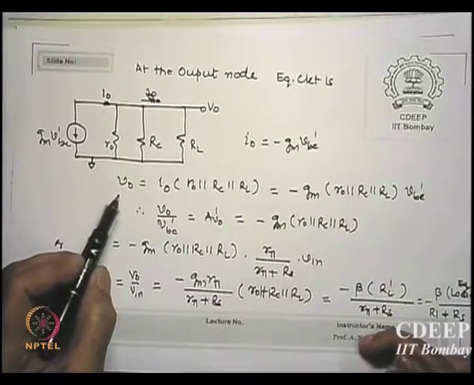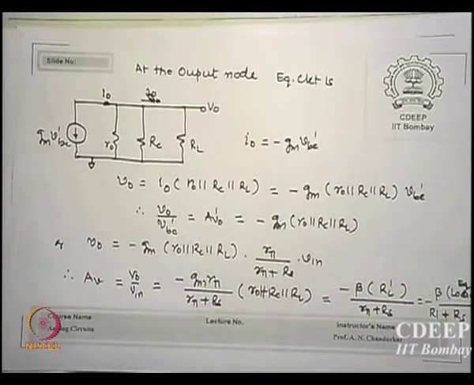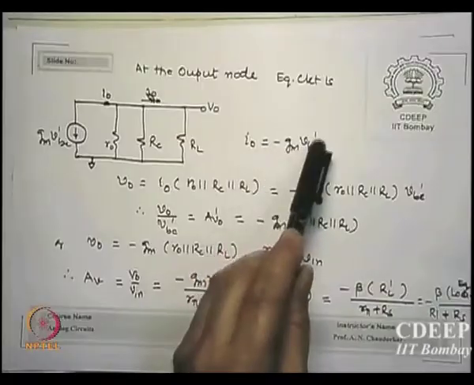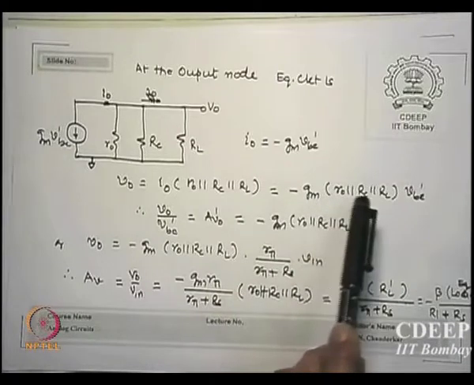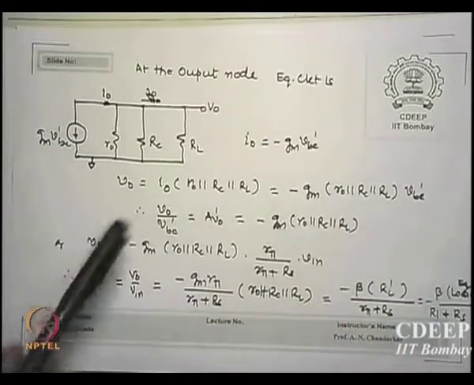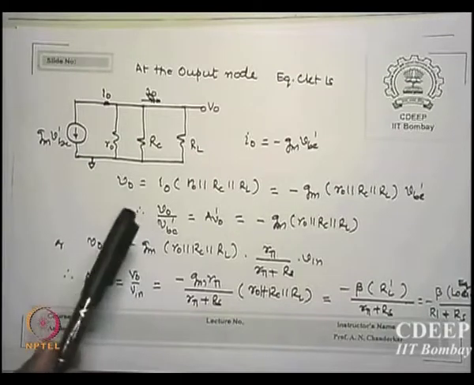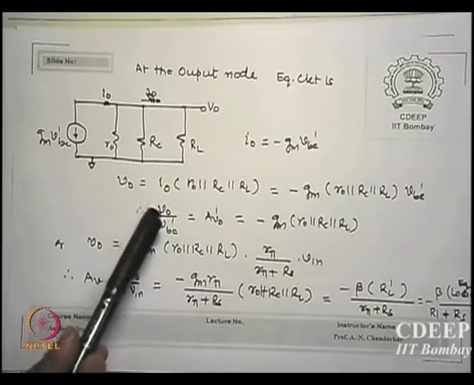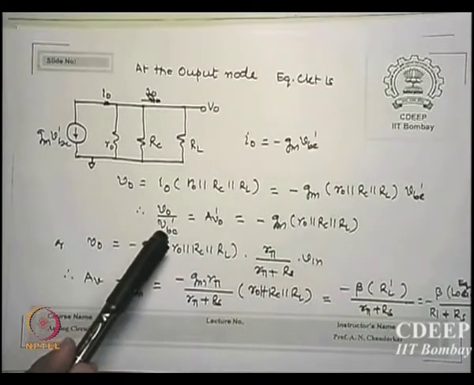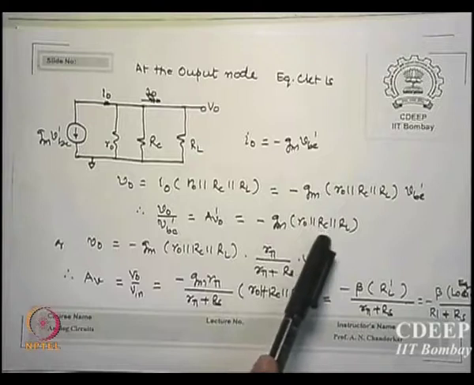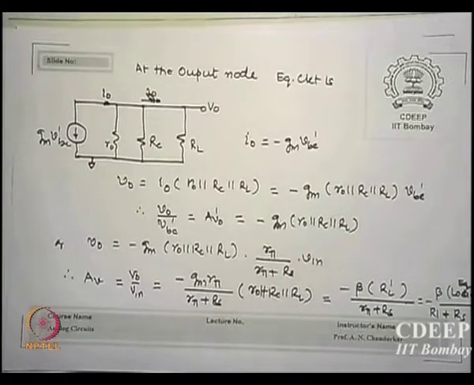So what is V0? I0 times the parallel combination of the three resistances, R0 parallel RC parallel RL. However, I0 is minus gm VB dash, so V0 is minus gm times R0 parallel RC parallel RL times VB dash. So the gain with respect to VB dash, call it Av0 dash, V0 upon VB dash, is minus gm R0 RC parallel RL. But which gain am I interested in?